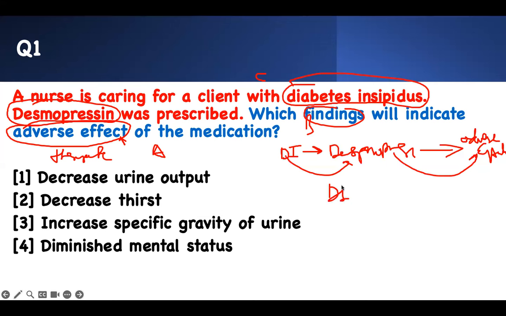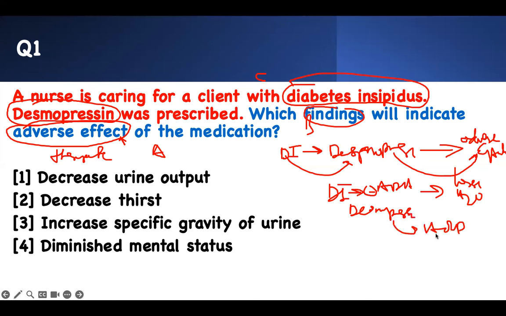Then you ask yourself, DI patient, they don't have ADH, and therefore they're losing a lot of water because that's what ADH does. It holds on to water. Therefore, if there's no ADH, you're going to lose water. If I give you desmopressin, which is a form of ADH, you're going to hold on to your water. That's all. Then anything that is related to holding on to your water is fair game.